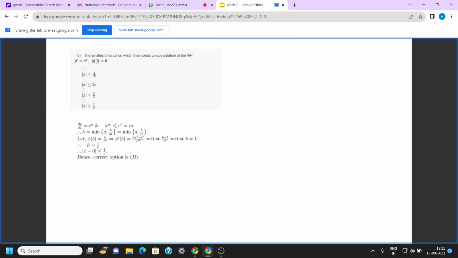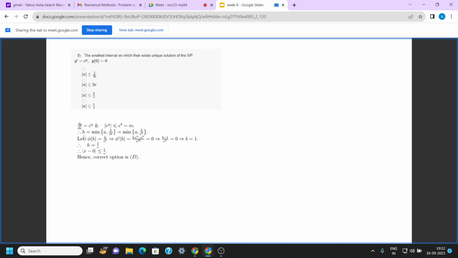So here you have to find the smallest interval on which there exists the unique solution of the IVP y dash equals e power y, y of 0 equal to 0. So x naught is 0 and y naught is again 0. So the rectangle on which you have to find the smallest interval is modulus of x minus x naught, that is 0, so modulus of x less than or equal to a, and modulus of y less than or equal to b. On this rectangle you have to calculate the smallest interval.